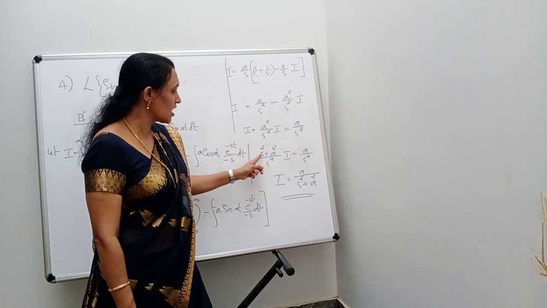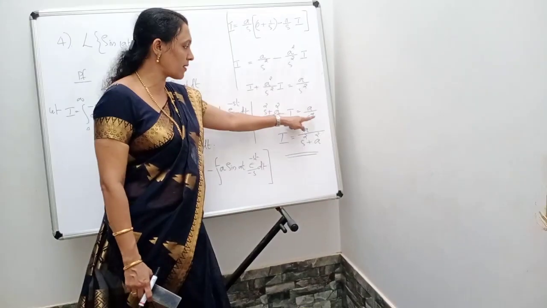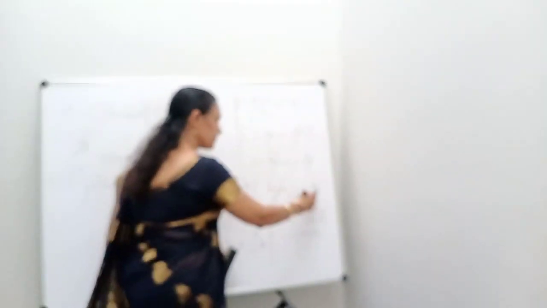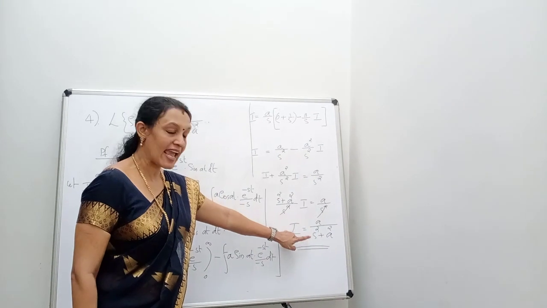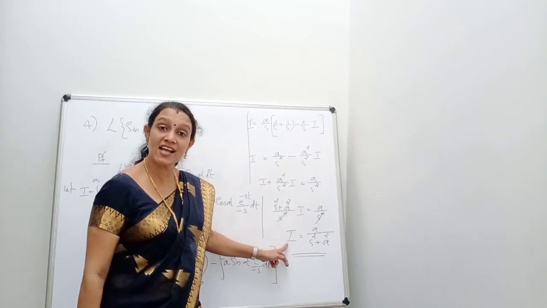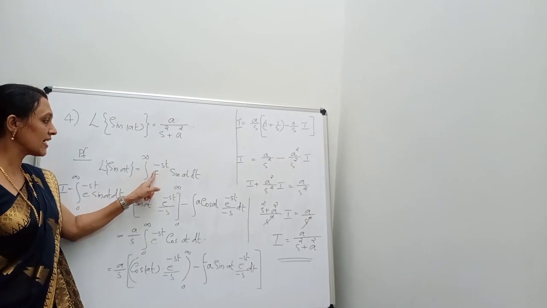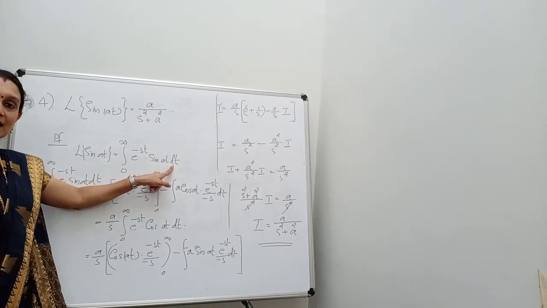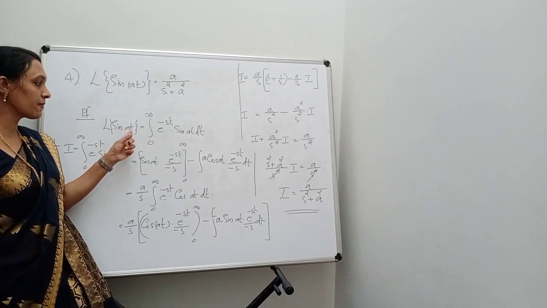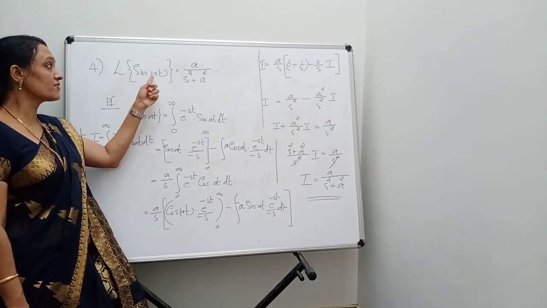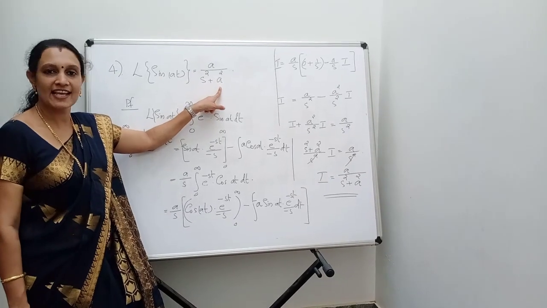So on simplifying, you will get (s square plus a square) by s square times I equal to a by s square. S square gets cancelled from both sides. So I is equal to a by (s square plus a square). And what is I? I is nothing but the integral 0 to infinity e raised to minus st into sin at dt, and that is equal to L of sin at. So what we proved? L of sin at is equal to a divided by s square plus a square.